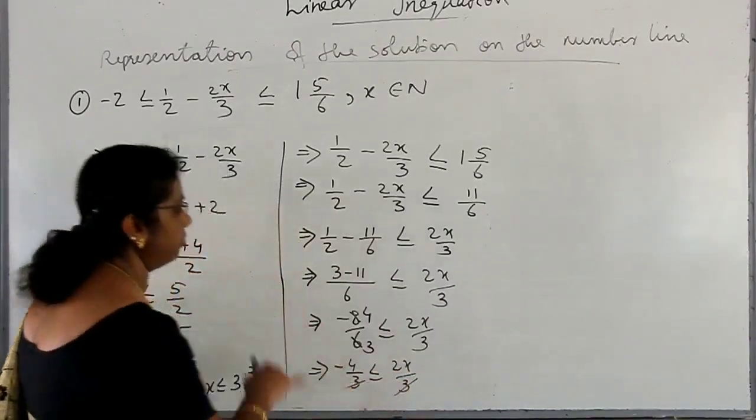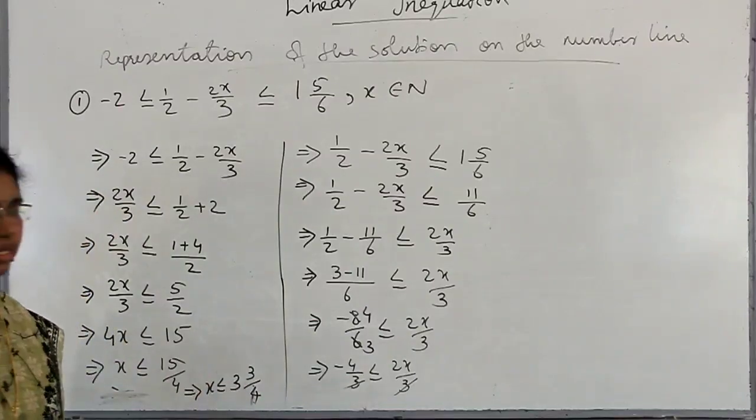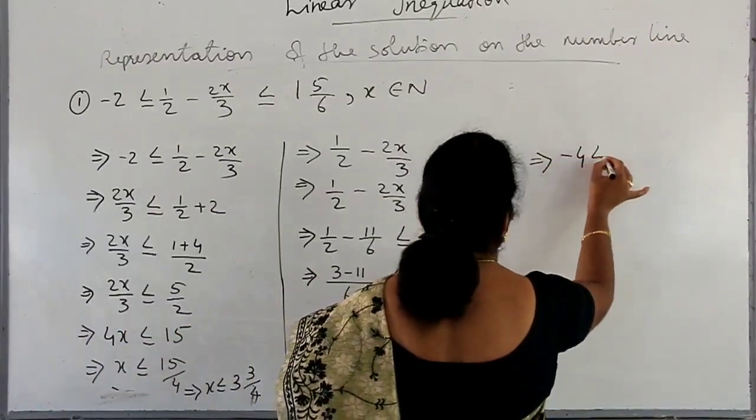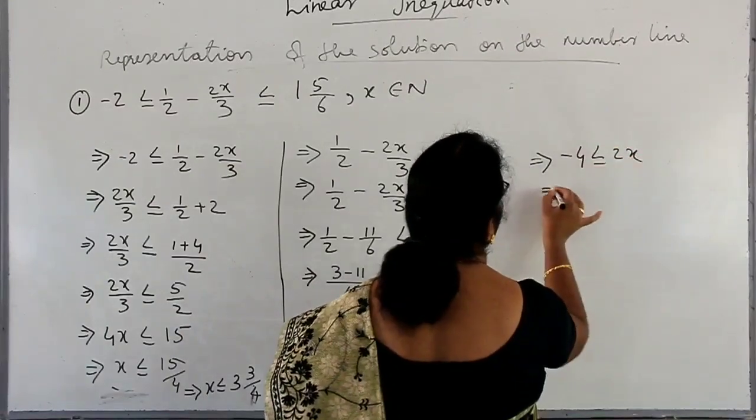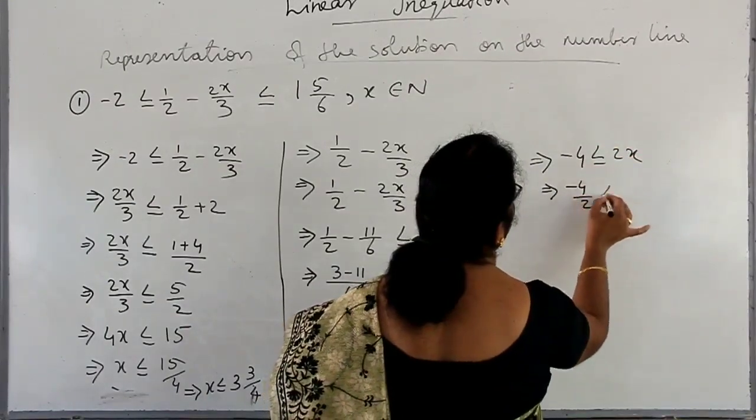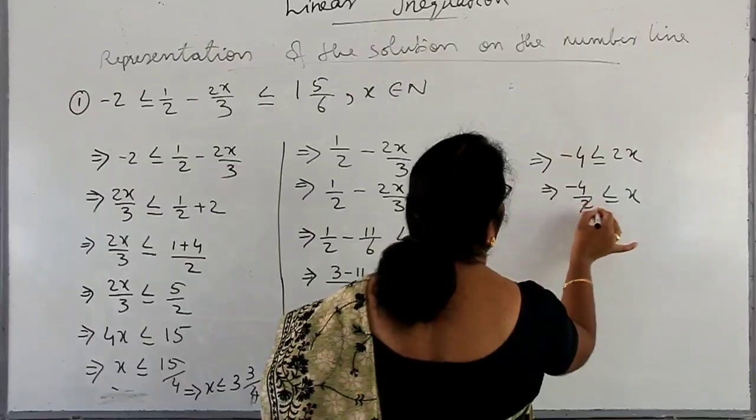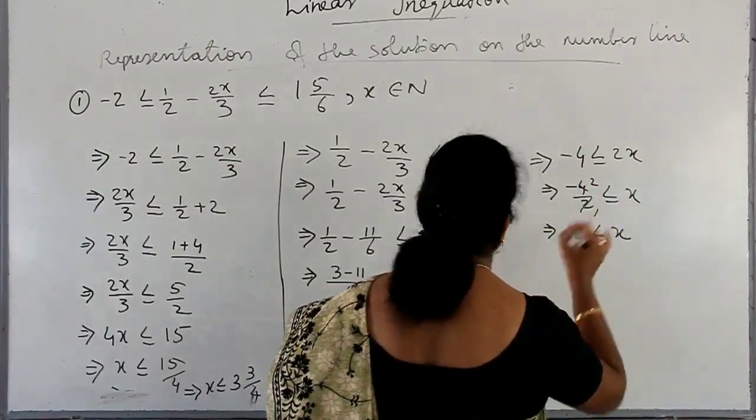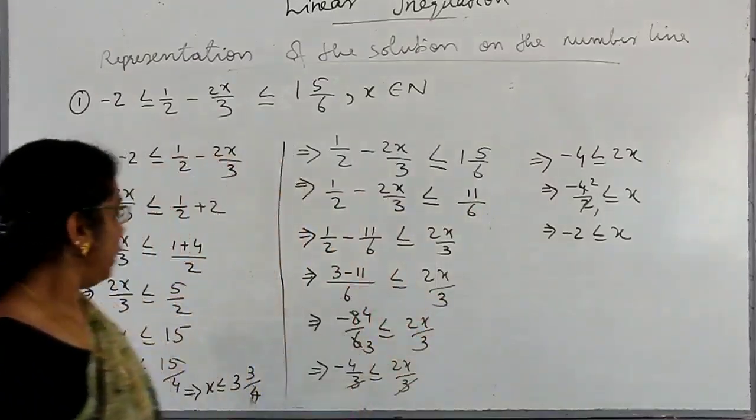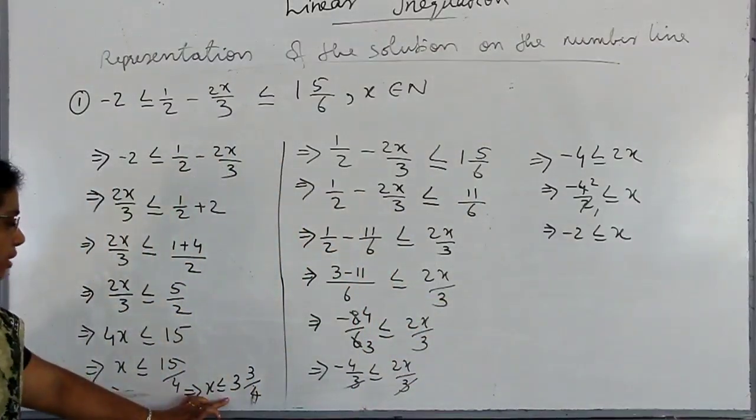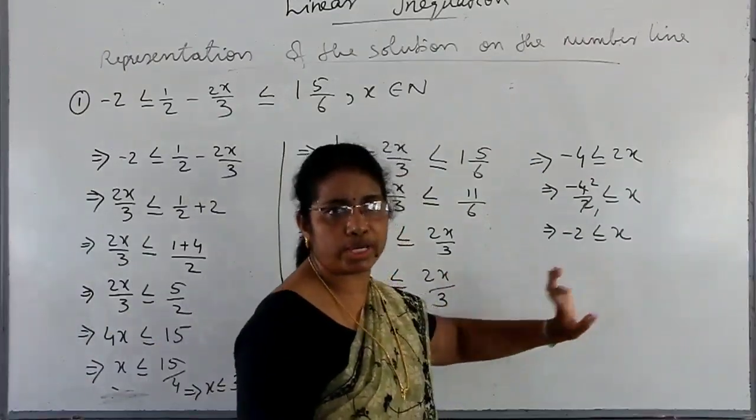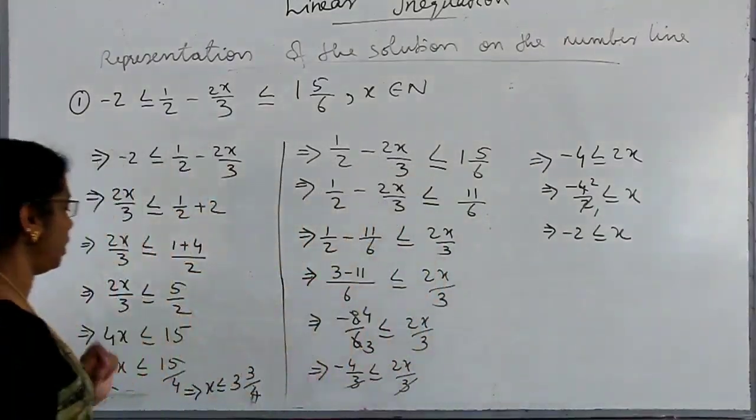Here on both sides 3 is common, we can cancel it. Then next one is minus 4 less than or equal to 2x, which implies minus 4/2 less than or equal to x. And we can cancel this one. This becomes minus 2 less than or equal to x. Here x less than or equal to 3 and 3/4 is the inequation, and here minus 2 less than or equal to x. We can combine both these inequations.